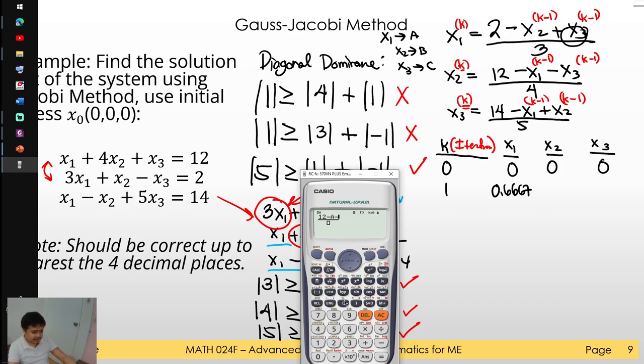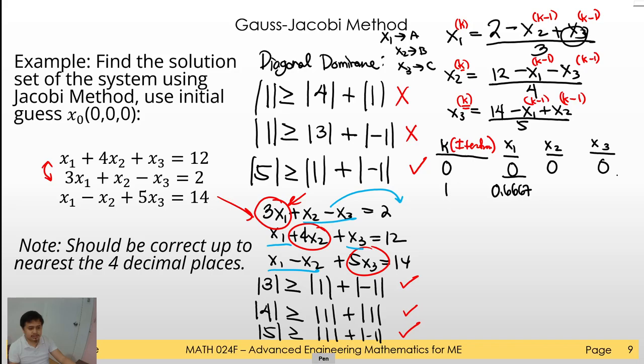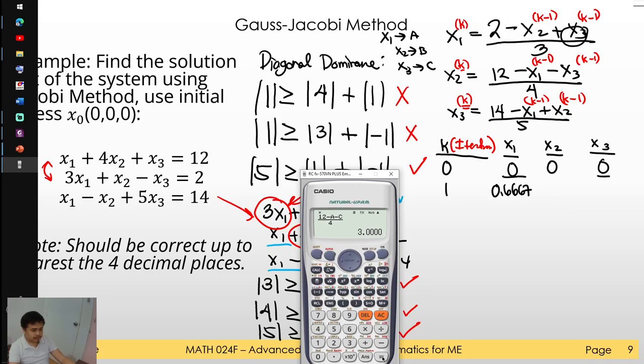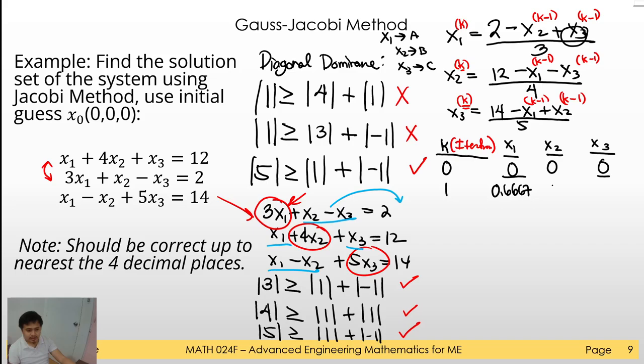So calculate this. The initial value of x1 is 0. So 0 here, and also we see 0 here and 0 here. So we should input both zeros, 0 and 0. So the answer is 3. So 3 is the first iteration value of x2.